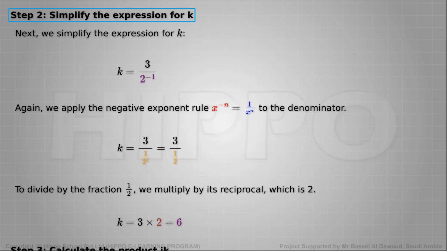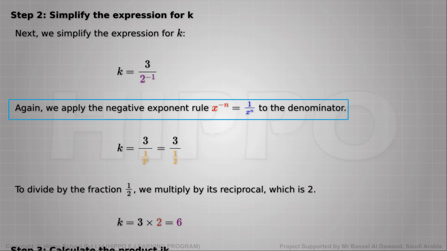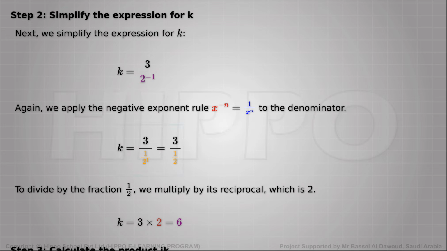The process is very similar. The expression for k is 3 divided by 2 to the power of negative 1. We'll apply the same negative exponent rule. 2 to the power of negative 1 is equal to 1 over 2 to the power of 1, which is just 1/2. So our expression for k simplifies to 3 divided by 1/2.